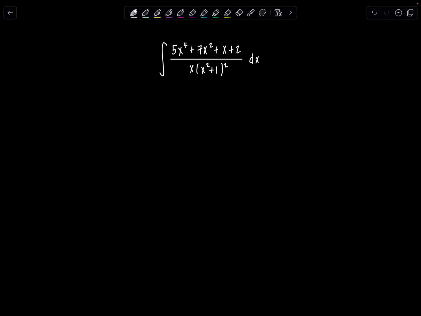So if you want to pause the video, give it a try. My hint is you need to start off finding the partial fraction decomposition for the integrand. I think that's not too much of a surprise. So let's hop to it.